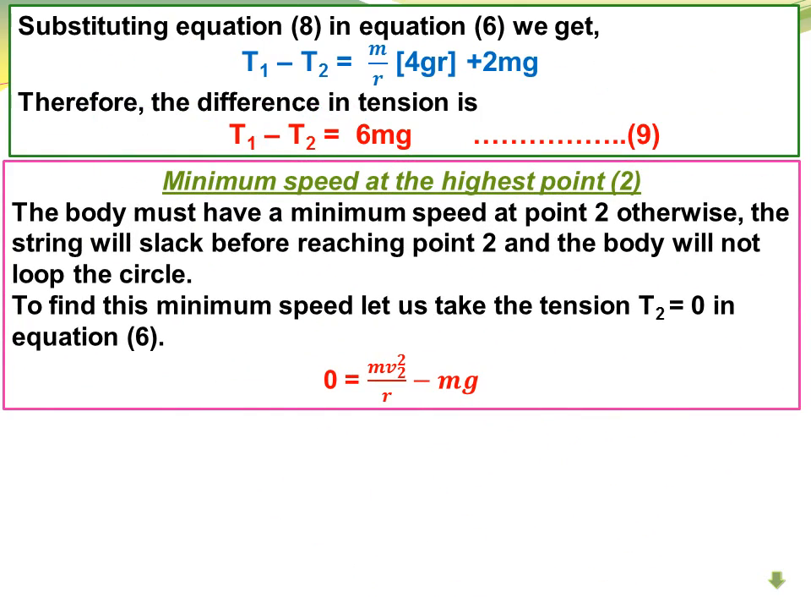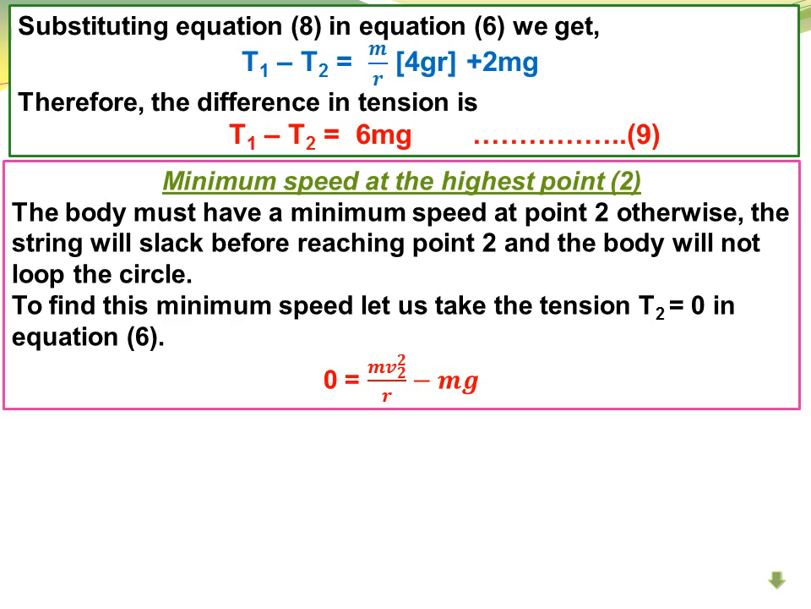Substituting equation 8 in equation 6, we get T1 minus T2 is equal to m by r (4gr plus 2g r)... Therefore, the difference in tension, T1 minus T2, is equal to 6mg, because we cancel r with r. So we get 4mg and 2mg, therefore it is 6mg. Let us consider this as equation number 9.